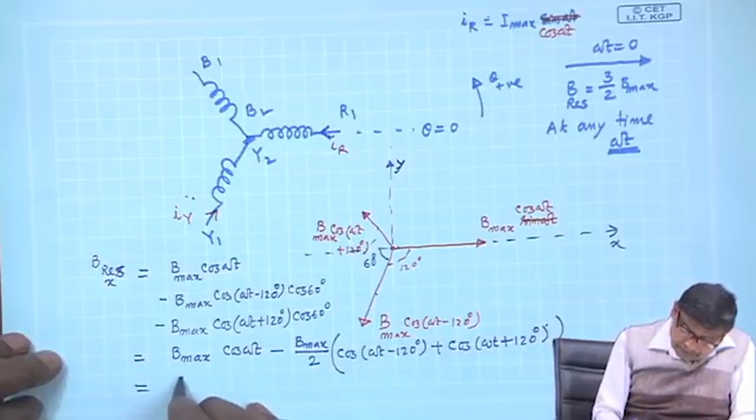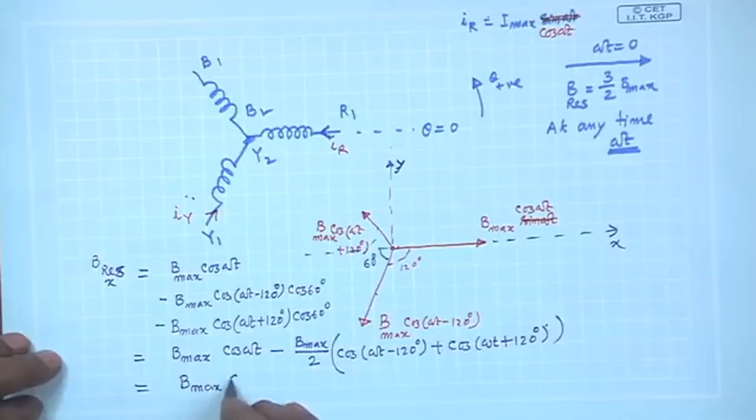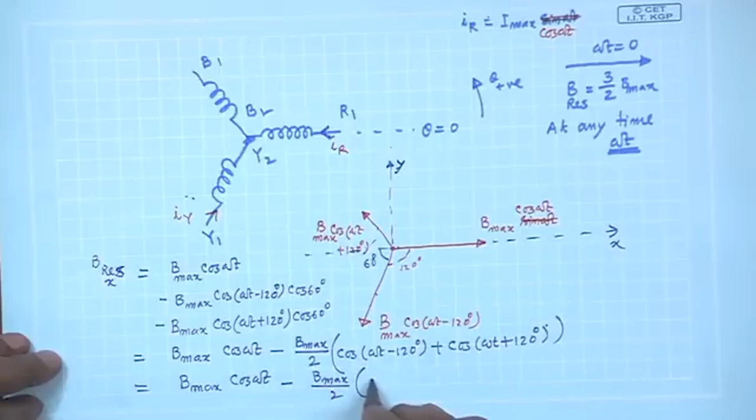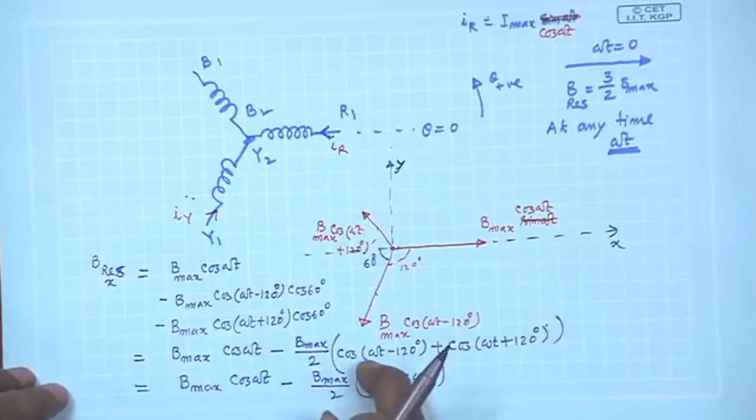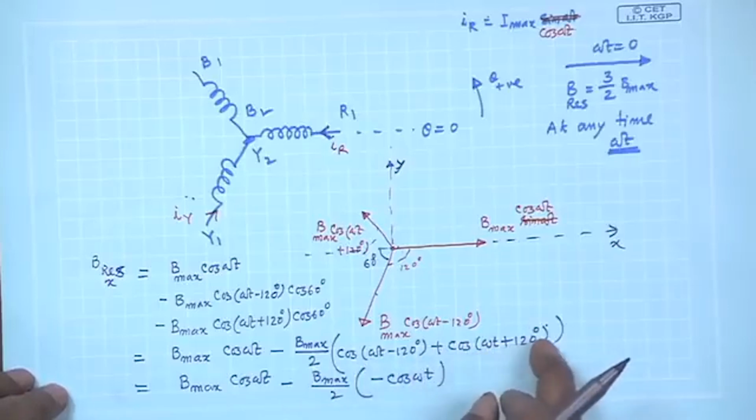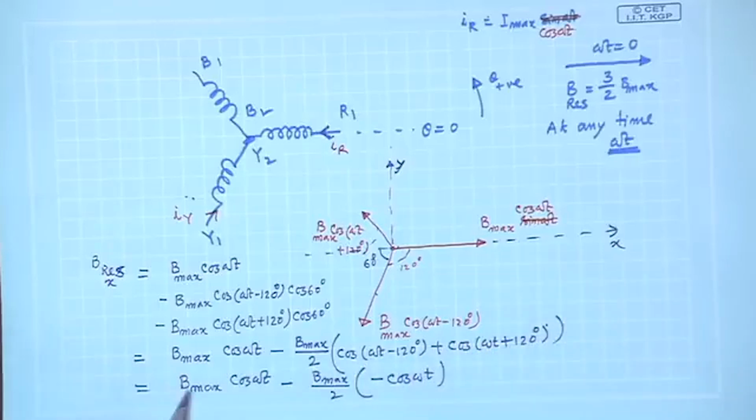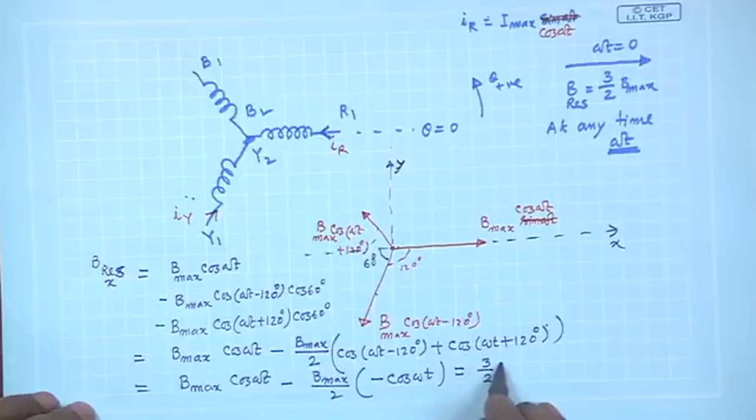And this I can simplify in an intelligent way. This is B max by 2, and this one must be minus cosine omega t, because the sum of cosine omega t plus cosine omega t minus 120 plus cosine omega t plus 120 is 0. That result is known. So, the sum of these two is nothing but the negative of this, and which simply becomes 3 by 2 B max cosine omega t.